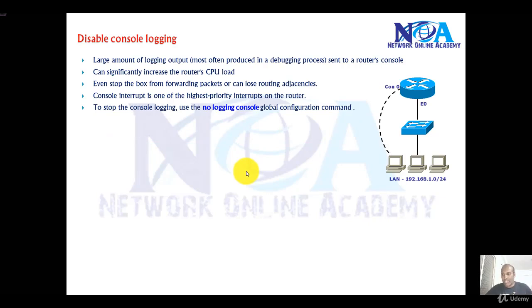Now, practically in production networks, it's recommended to disable console logging, because of the large amount of log messages. While we are using the debug process, the output is going to be sent to the console. A large amount of log messages sent to the console by using debugs will increase unnecessary CPU load on the routers, and it can actually impact the control plane sometimes, because it can even stop the routers from forwarding packets or setting up the control plane, or you may get neighborship issues if the router is receiving too many log messages.